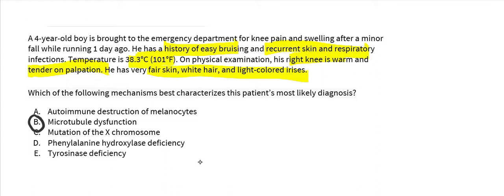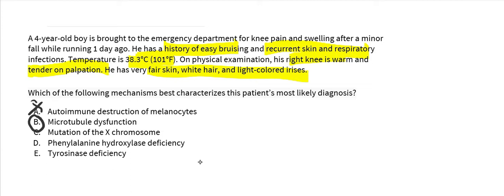Question choice A, autoimmune destruction of melanocytes, is incorrect because that is consistent with someone who has vitiligo, which is a cause of hypopigmented skin. However, these people, although they may present with similar symptoms to albinism, the skin is typically patchy, and someone with vitiligo would not have recurrent skin and respiratory infections.